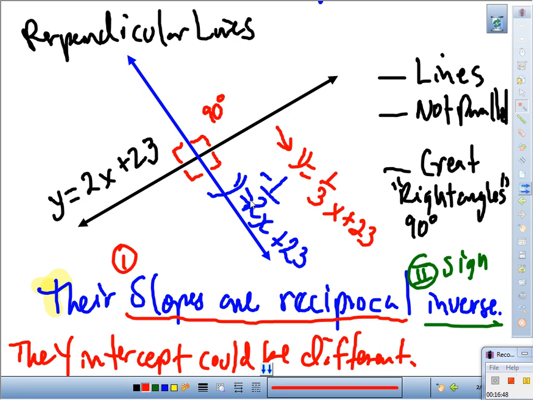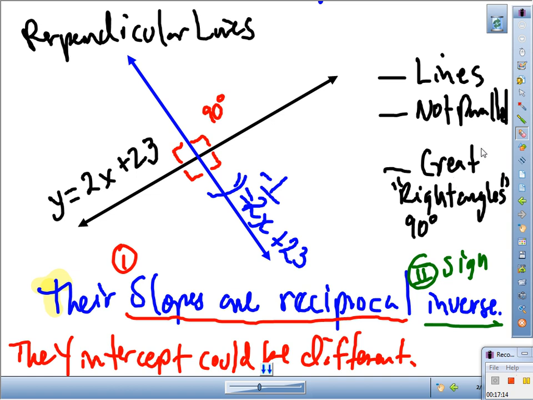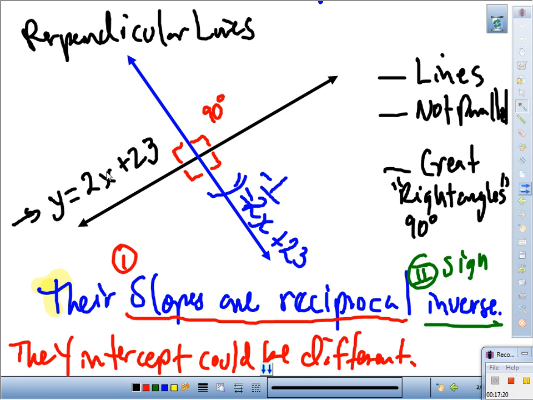All right, here goes again. I think some of you either got distracted or didn't understand the two premises here. Here it goes again. This is our original equation. This is perpendicular to that one. Why? Because we said that the slopes have to be reciprocal inverse, but they don't necessarily have to have the same y-intercept, so it could be different.